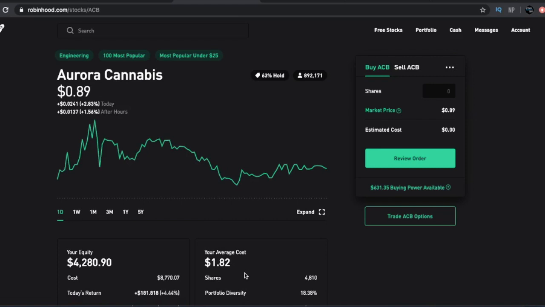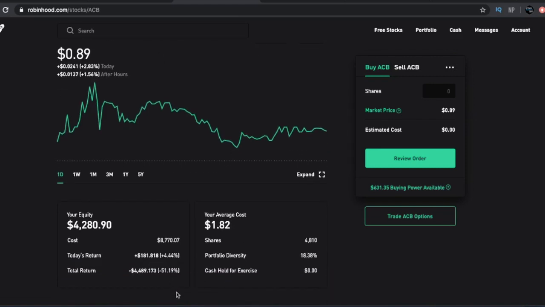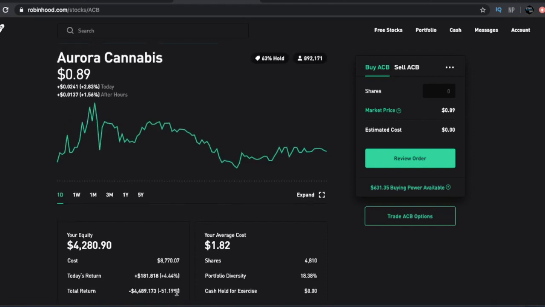My average cost is $1.82. It's at 89 cents. I'm down 51.19%, which is $4,489.17. When the markets open again, I will buy.